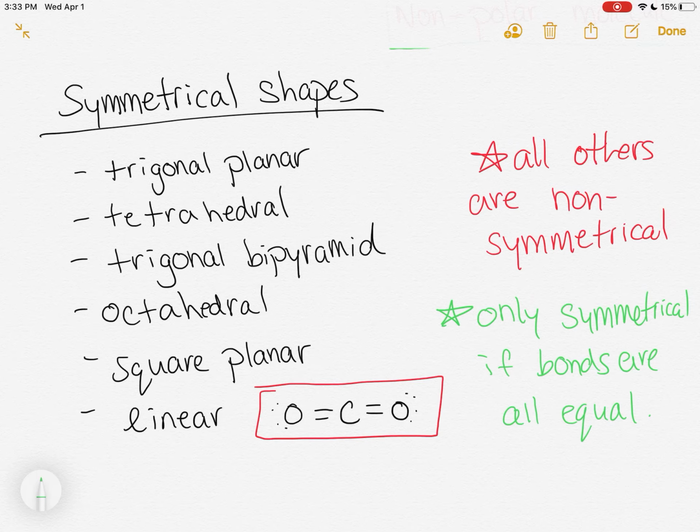So just another reminder, only the listed shapes are symmetrical. All the rest are non-symmetrical. And those listed shapes are only symmetrical as long as the bonds are all the same. So they have to be the same type of bond. If there's any differences in terms of the bonds, then those molecules are no longer symmetrical. And we'll do an example of that.